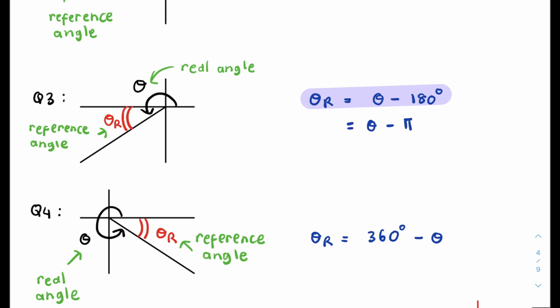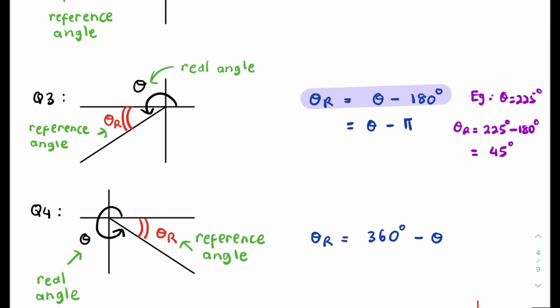Okay. For example, if theta is 225, which is more than 180, your reference angle you can put as 225 minus 180, which is going to give you 45 degrees. So your reference angle will be an acute angle of 45 degrees.